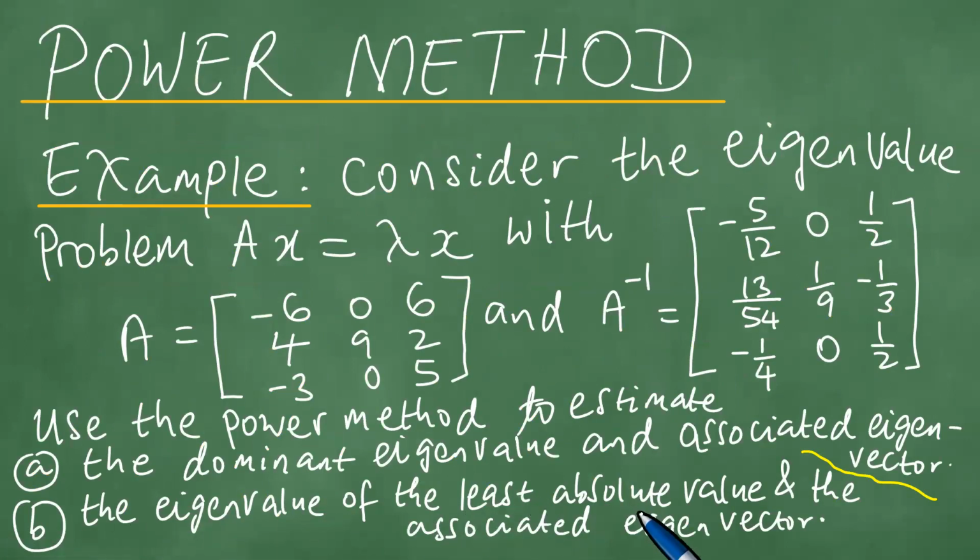The eigenvalue with the least absolute value. Normally we deal with the dominant one, but here we want the least eigenvalue. So we're going to find the inverse of the matrix A. By good luck, it's already there. And the inverse is going to produce the eigenvalue with the largest magnitude. All right, and that is the one we want.